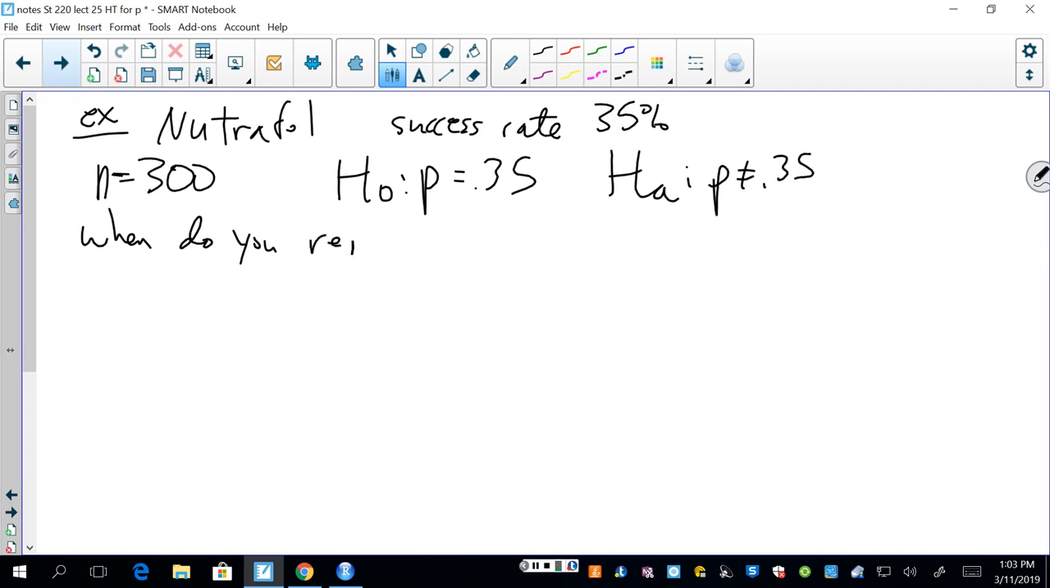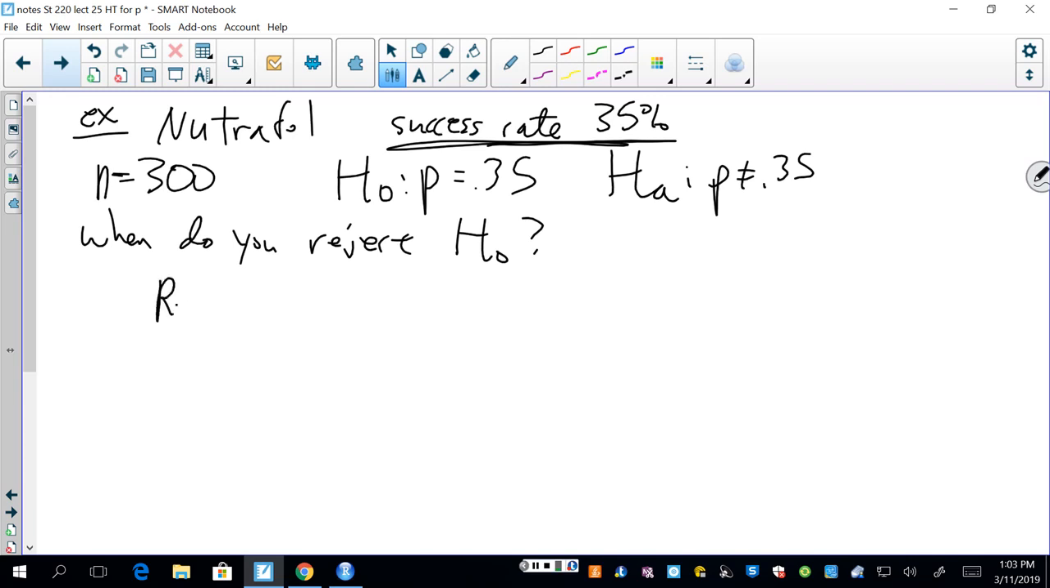When do you reject? Are we still going off of the 40% from earlier? We're going to say that this new product has a success rate of 35%. Okay. So that's our H0. So in comparison to this one, when do you reject? How much better does the new treatment have to be before you reject it?